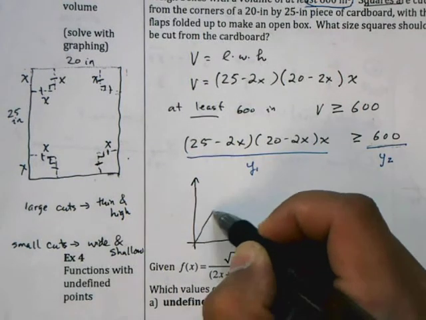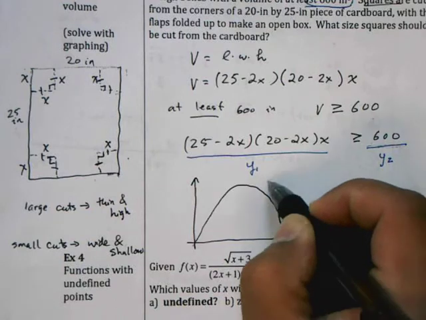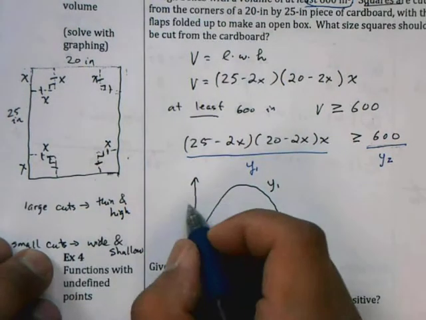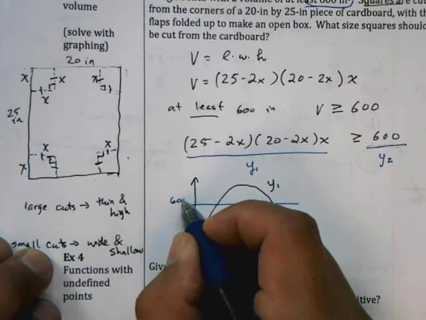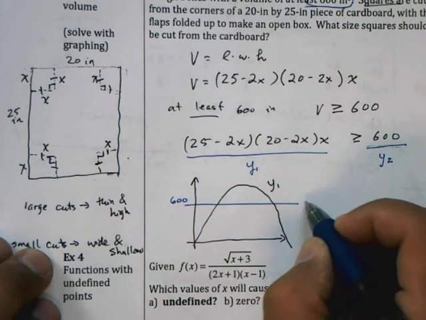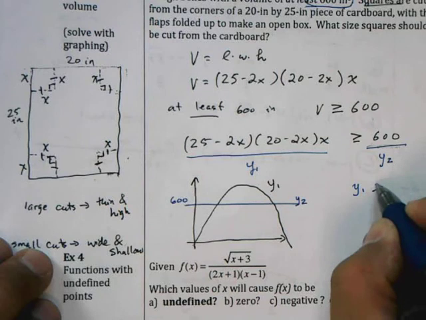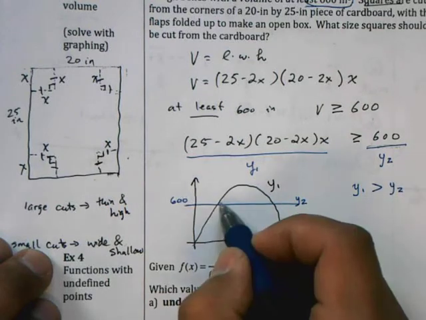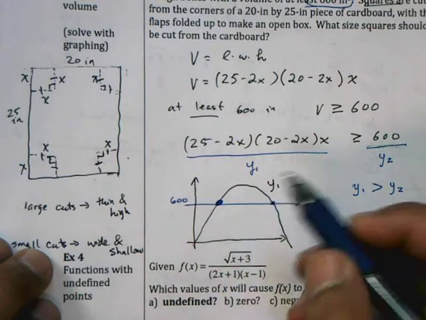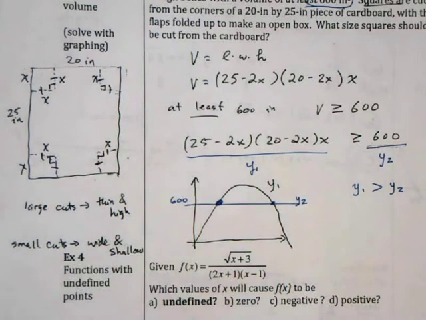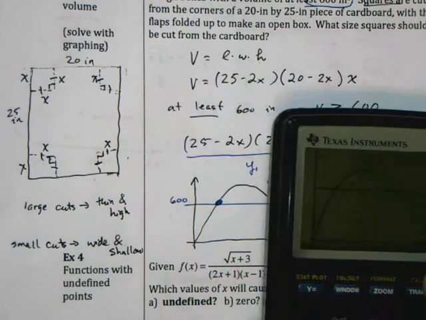So this is y1. This is y2 right here at 600. And we're looking for the point where y1 is greater than y2. So it's between this point and this point. You can see this is where the curve is above the line. So we're just going to use our intersection feature here.